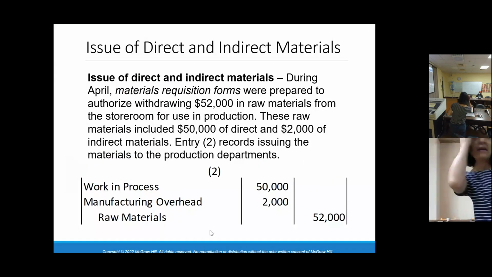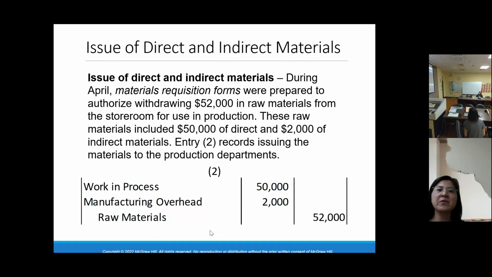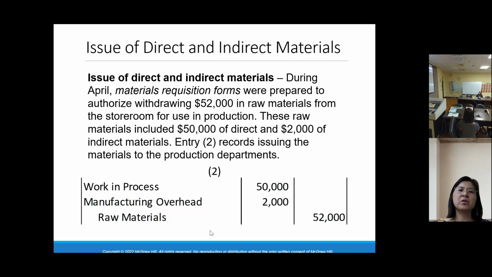Okay. Then also during the same month, April, materials requisition forms were prepared to authorize withdrawing 52,000 in raw materials from the storeroom for use in production. So 52,000 of raw materials are put into production. That is what that means. These raw materials included 50,000 of direct and 2,000 of indirect materials. Okay, 50,000 direct, 2,000 indirect. And that is the journal entry for this transaction.